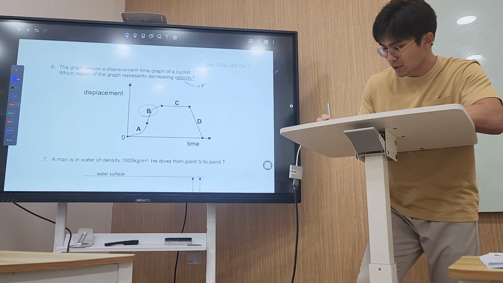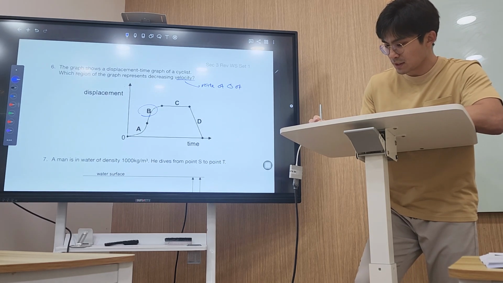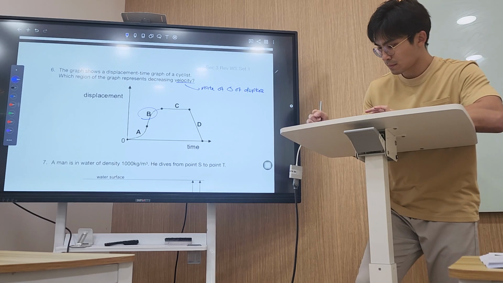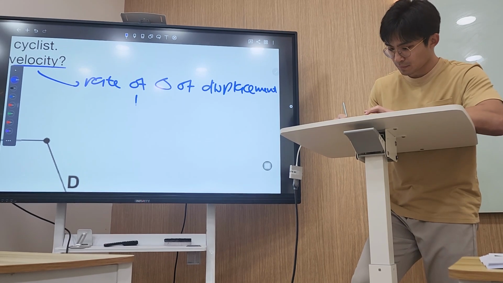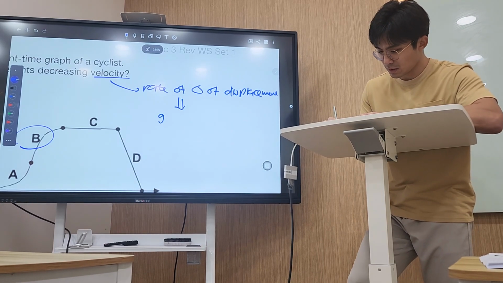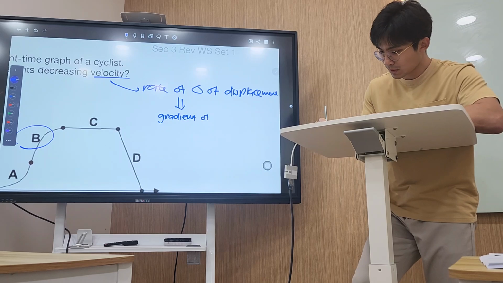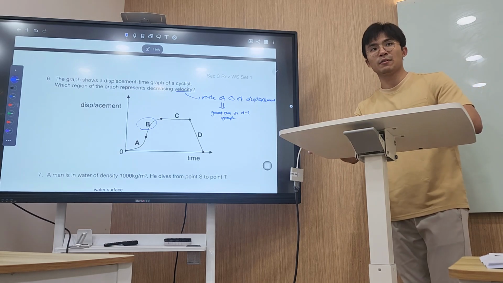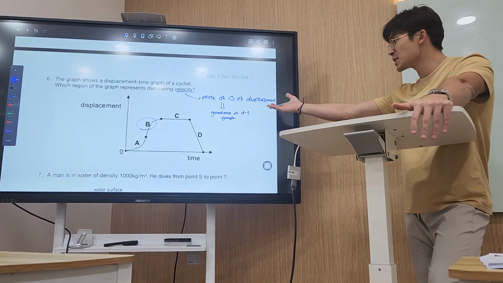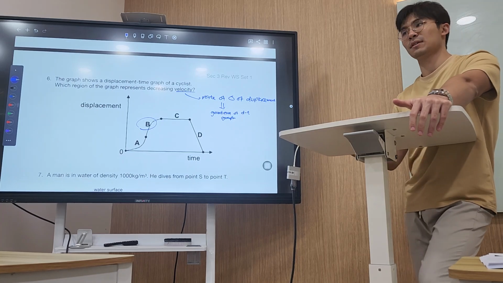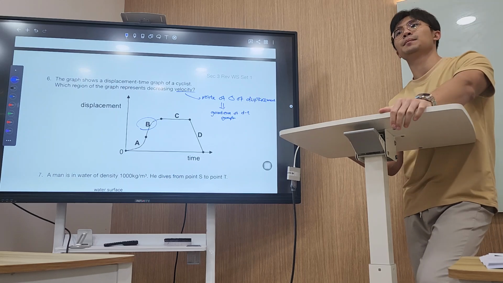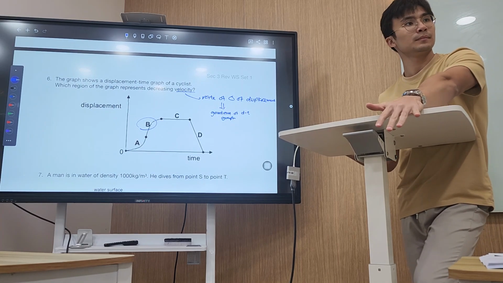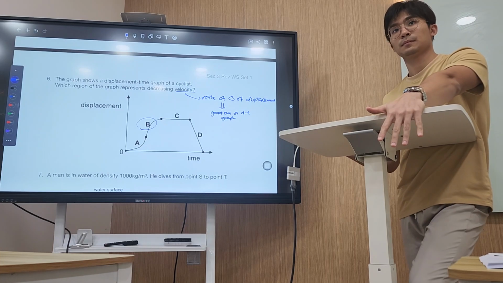What is velocity? Velocity is rate of change of displacement, AKA the gradient of your displacement time graph, of your dt graph. In the same way that acceleration is the gradient of your vt graph, velocity is the gradient of your dt graph. So if you have decreasing velocity, that means your gradient is getting more and more gentle. So just find a point where your gradient is getting gentler. Any questions? You okay?